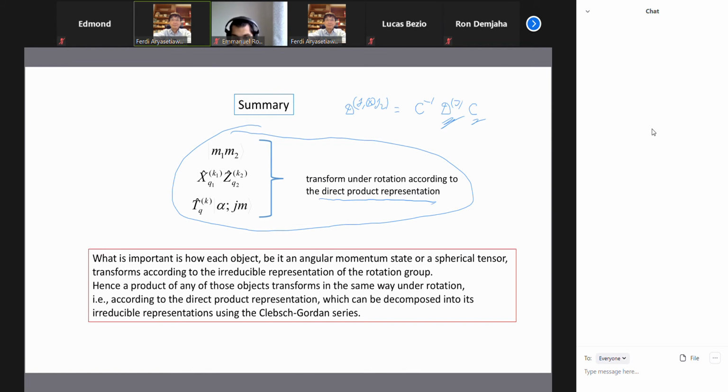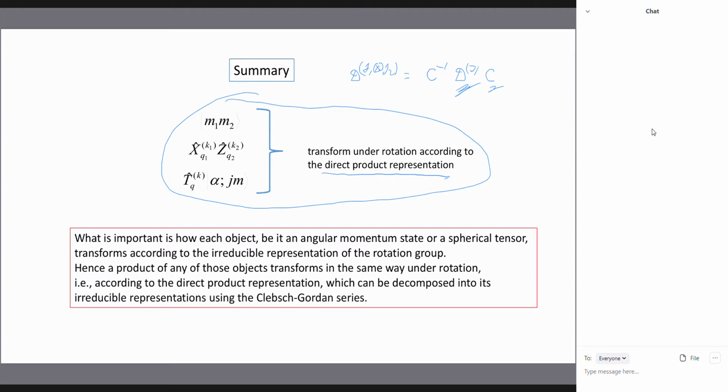Okay, so if you don't have questions, then we can have a break here. It's a good place to have a break. And we continue with symmetry in quantum mechanics after the break. So let's see. Okay, so we can meet again at 1:15.